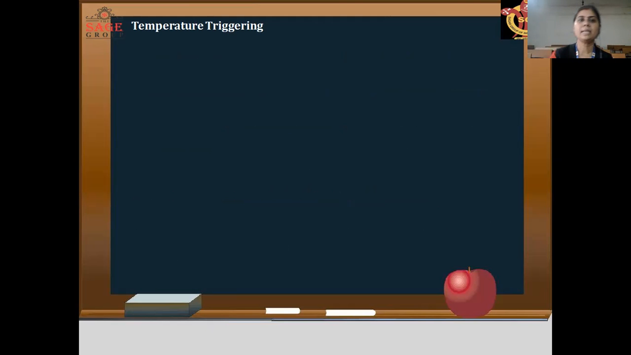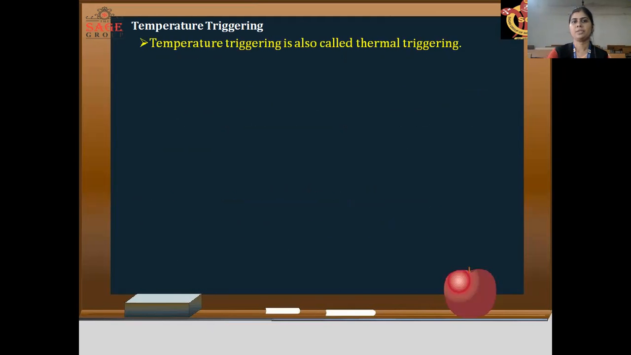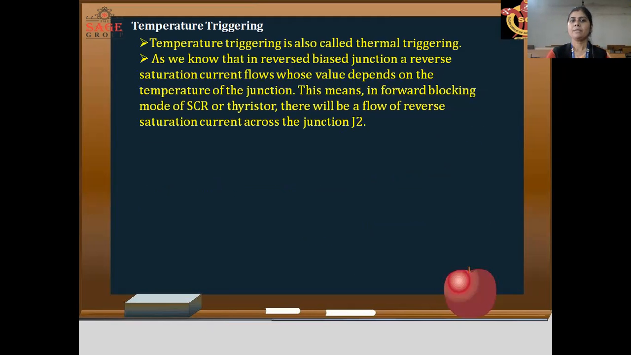So the next method is temperature triggering. As its name suggests, in temperature triggering the depletion layer of junction J2 vanishes with the help of temperature. Temperature triggering is also called thermal triggering. As we know, in a reverse bias junction, a reverse saturation current flows. Thus, its value depends on the temperature of the junction.